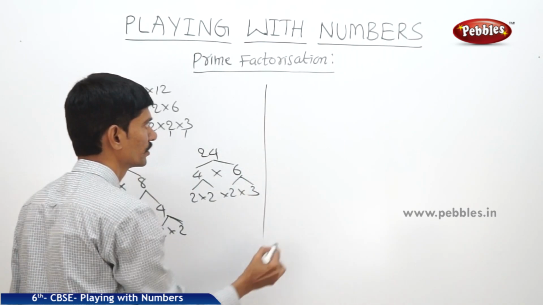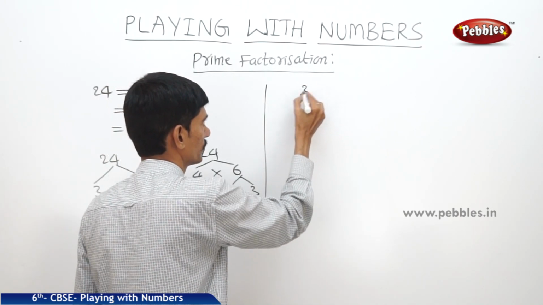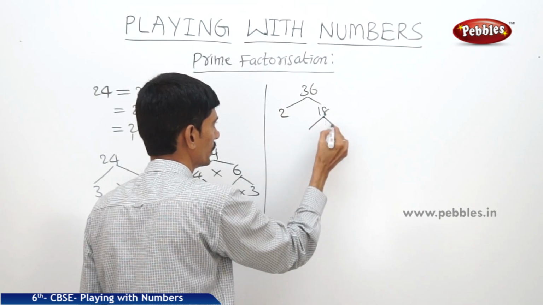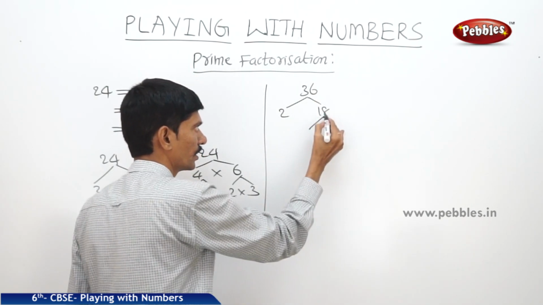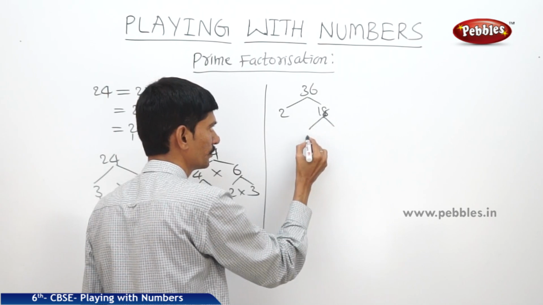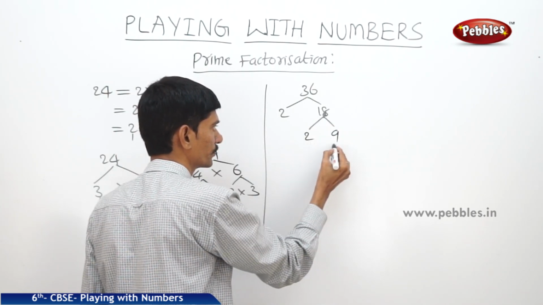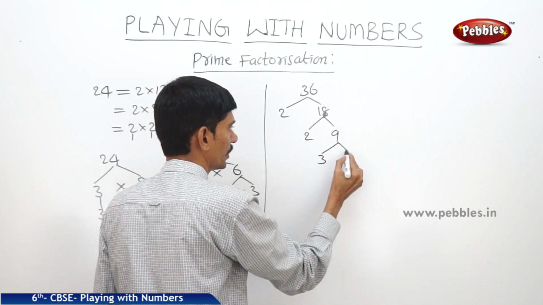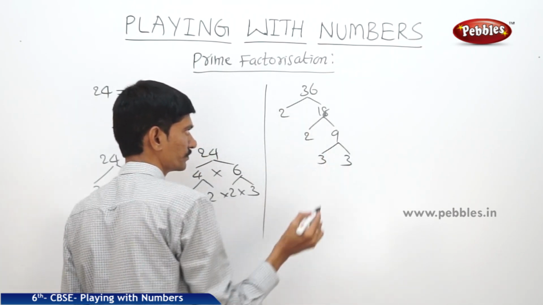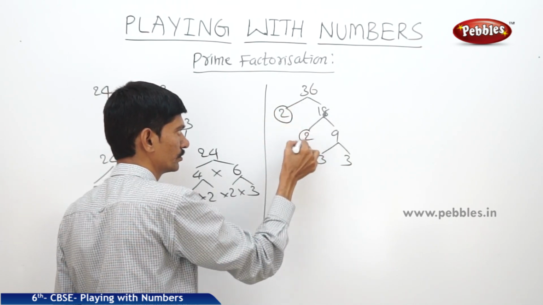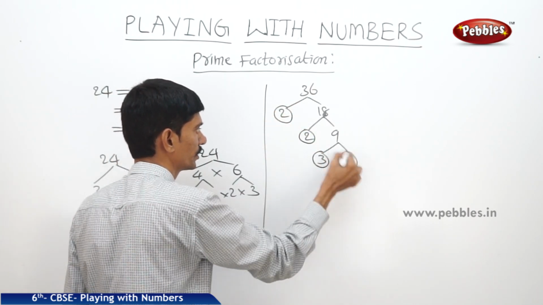Now if you take 36, 36 can be written as 2 into 18. Again 2 is a prime number and 18 is not a prime number, so 18 can be written as 2 9s are 18, and 2 is a prime number, so we can write 9 as the product of 3 and 3. So the prime factors are 2, 2, 3 and 3.